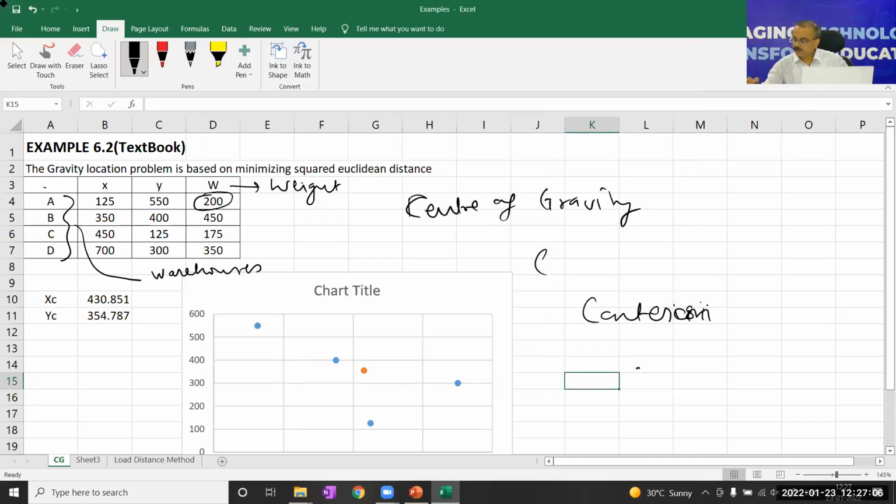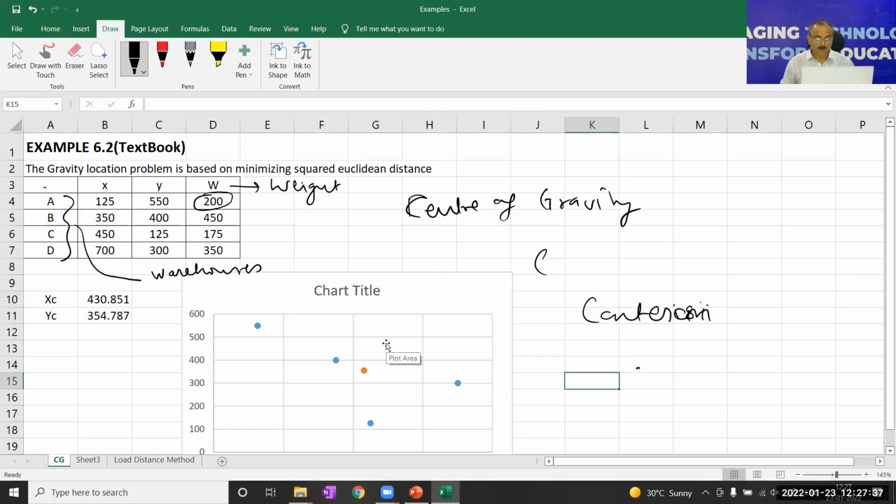So let's say the coordinates of these 4 warehouses are X and Y. It is 125 and 550, 350 and 400. So we have the coordinates of all these locations, that means the warehouses are concerned. And now we have to look at a decision of where we should locate the factory. So that means we have to find the coordinates of this factory in terms of X and Y coordinates.